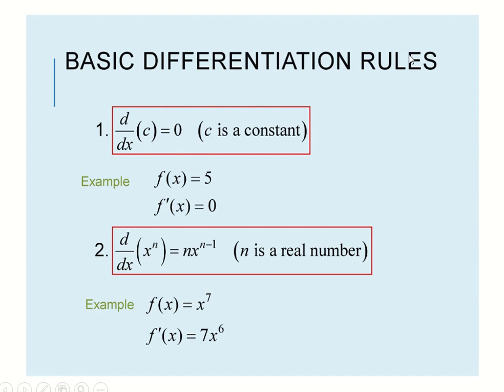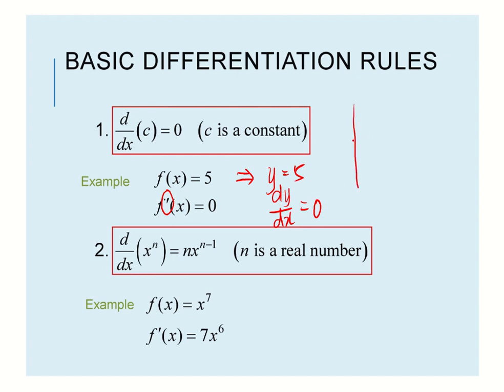Let's start with the first differentiation rule. If we differentiate a constant, we always get 0. For example, f(x) is 5, which equals y equals 5. When we differentiate, we write f prime x, so f prime x is 0. We differentiate, and we get 0.